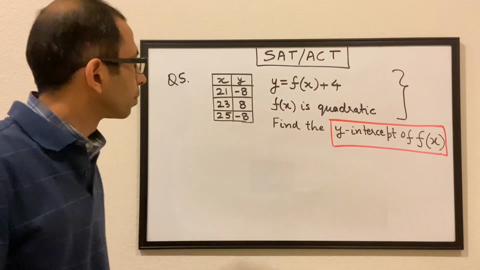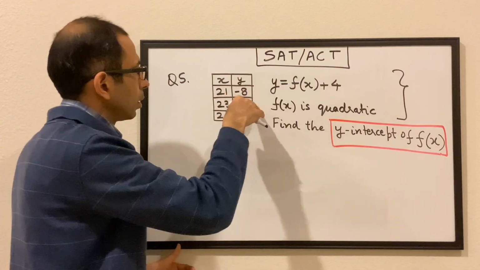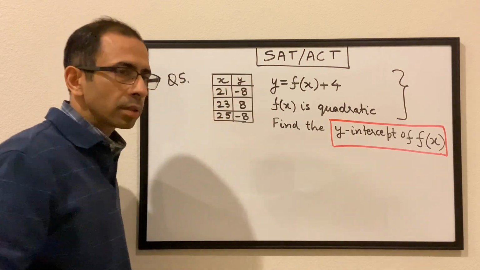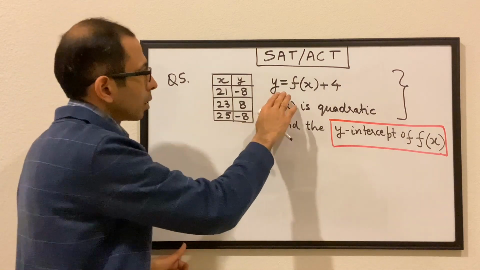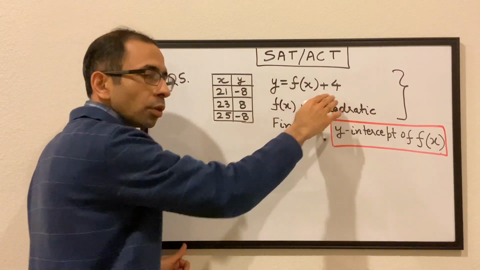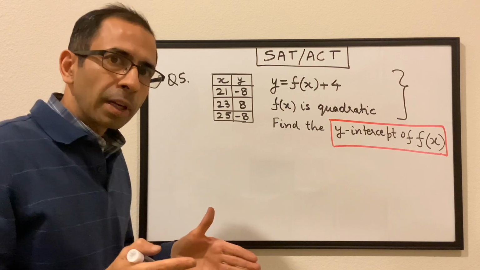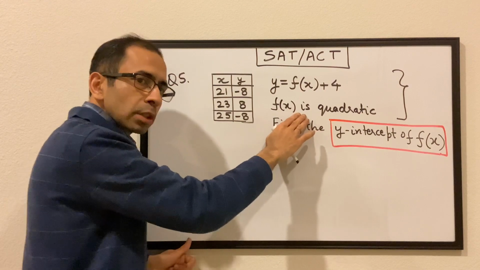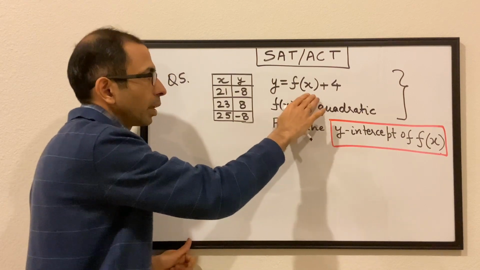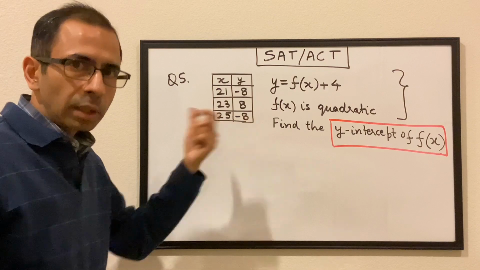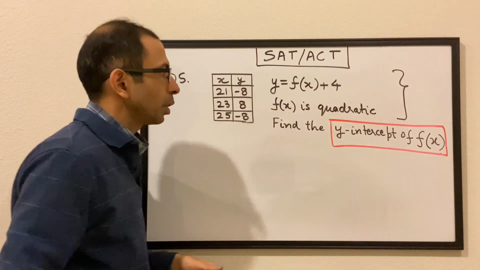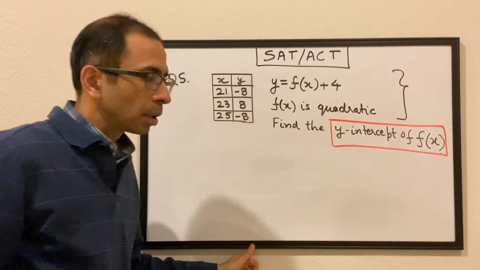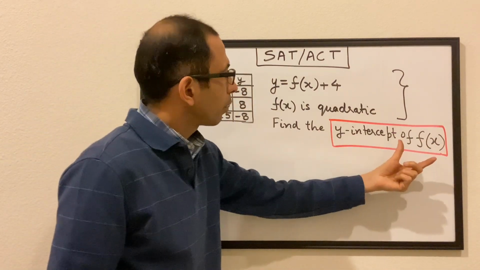Question number 5. So in this they have given us a table, a kind of a relation between x and y. They have given us 3 points, and they're saying y is equal to f(x) plus 4, right? So there is some function f(x) which is related to y as y is equal to f(x) plus 4. Function f(x) is quadratic. Now if function f(x) is quadratic, obviously function y will also be quadratic, right? And with this given information, we have to find the y-intercept of f(x), correct?